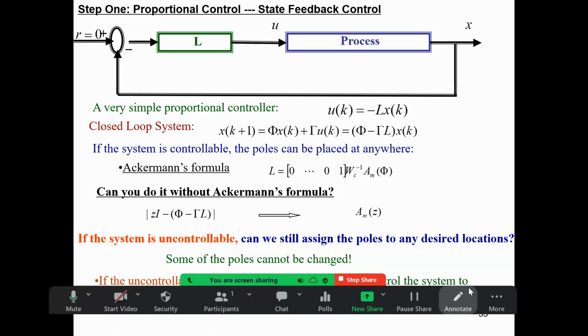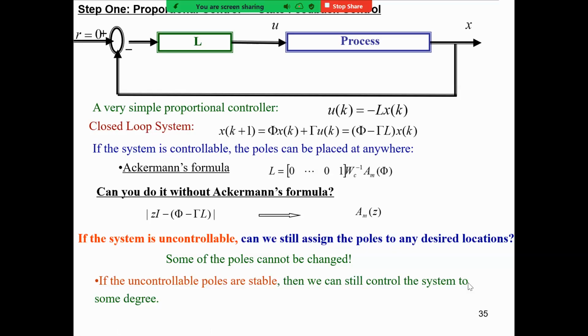Then if the uncontrollable poles are stable, also remember, uncontrollable does not mean you cannot control, okay? It just means you cannot place all the poles to any place you like. But if those uncontrollable poles are already stable, you don't have to change them. Then we call such a system stabilizable. We can still control the system to some degree.